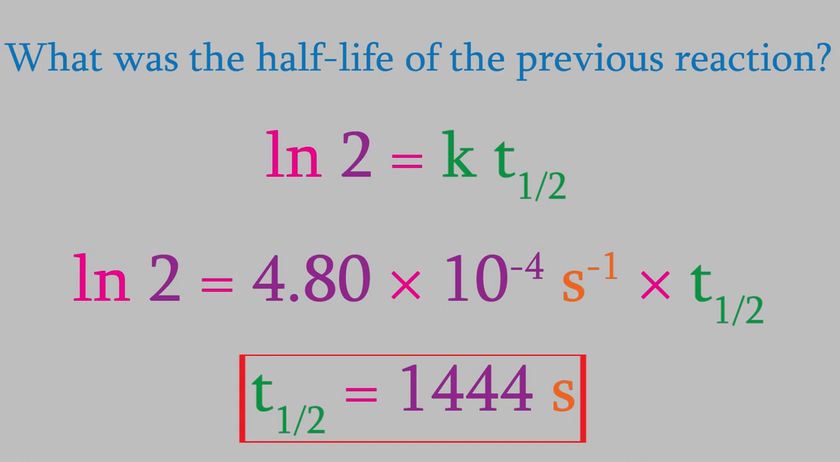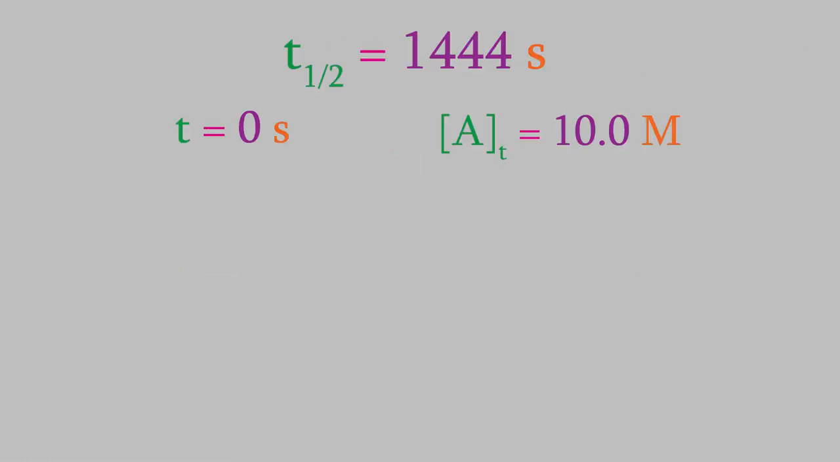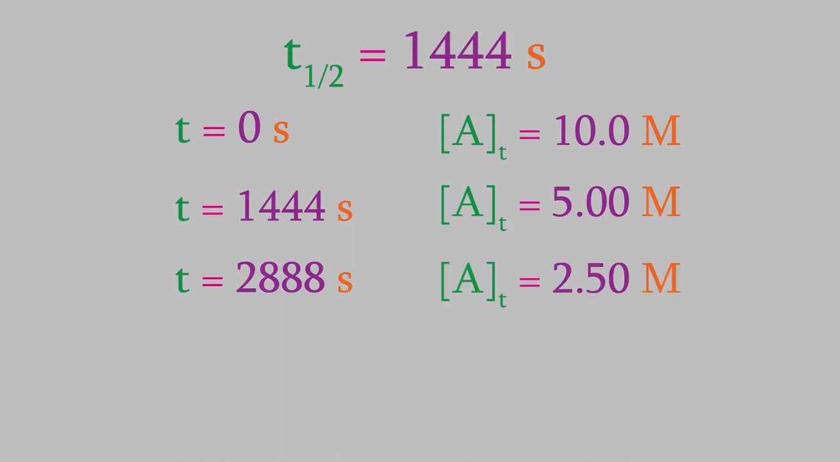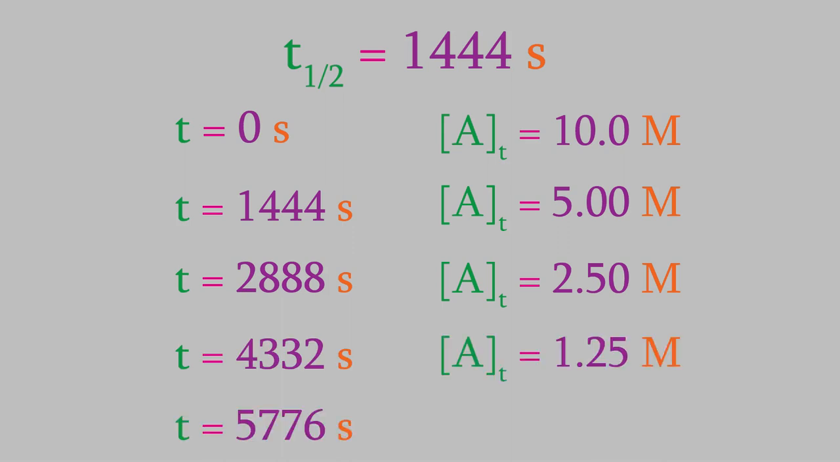And there's an interesting consequence of that. Suppose we started off with a 10 molar concentration. After 1,444 seconds, half of it would be gone, so we'd have a 5 molar concentration. But what about 1,444 seconds after that? The concentration wouldn't go all the way down to zero. Instead, it would be half of what was left, so we'd have 2.5 molar of reactant left. After another 1,444 seconds, we'd have 1.25 molar, and after 1,444 more seconds after that, it would be down to 0.625 molar. Every time a half-life goes by, the concentration decreases by half.